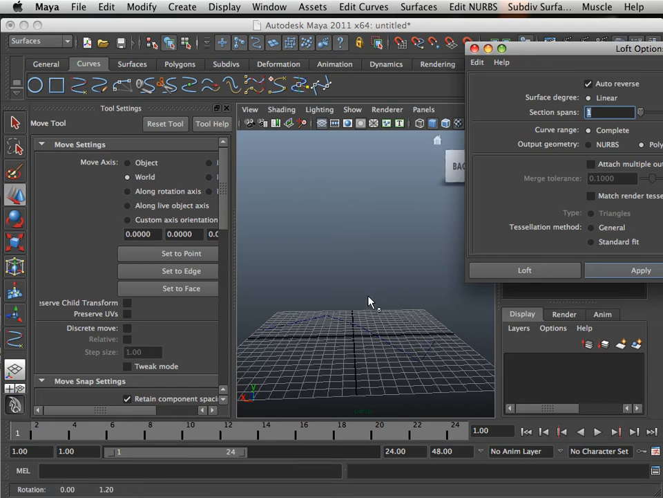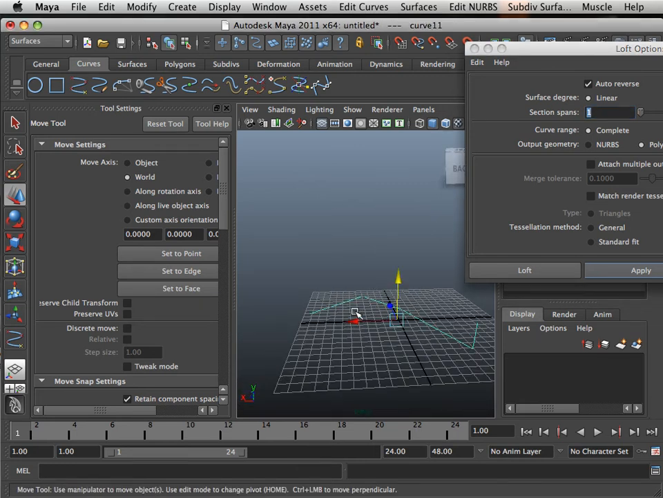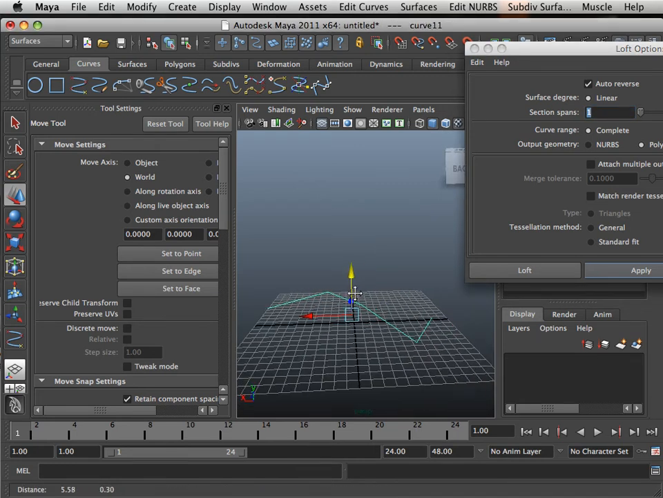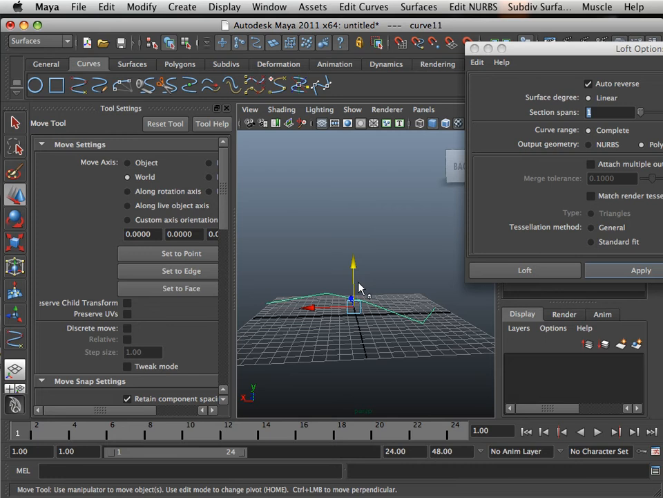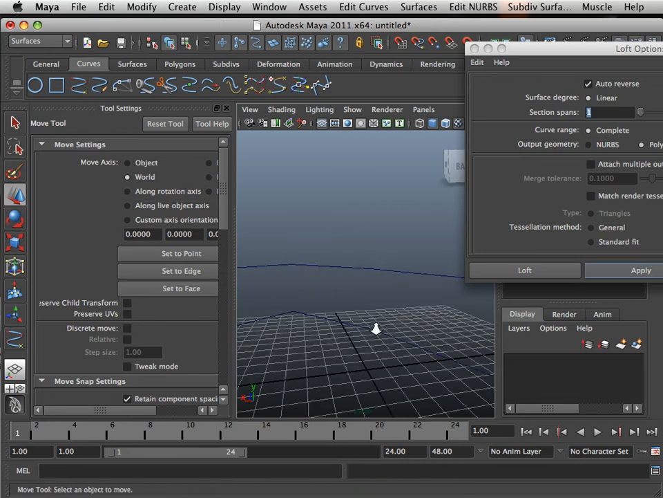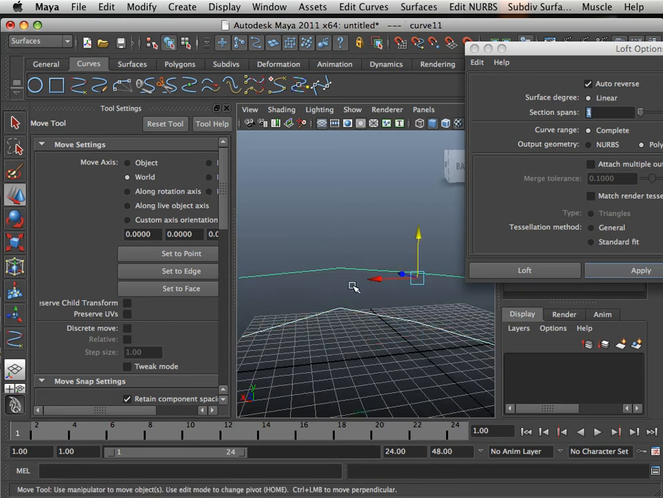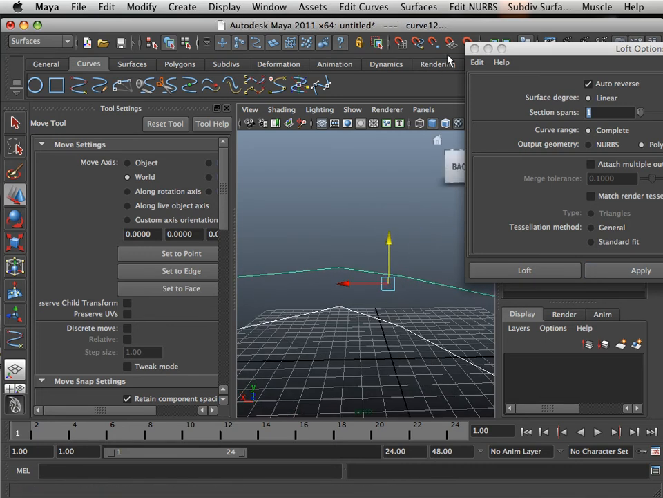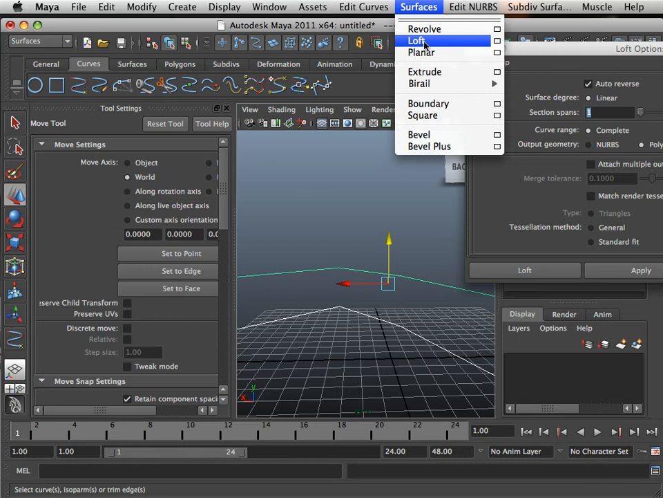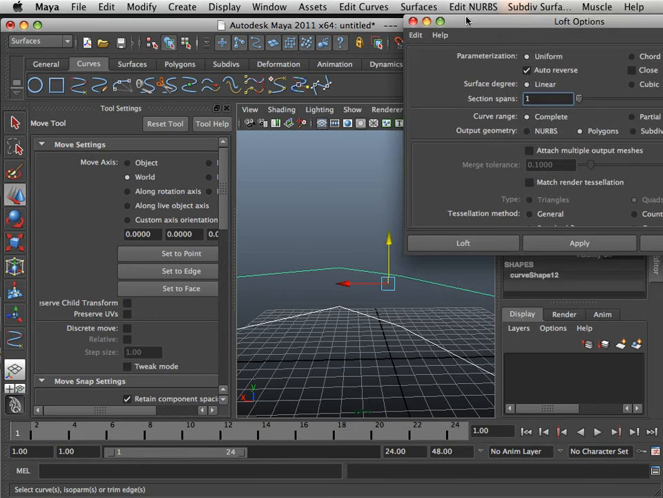Lofting. Lofting happens when you need to make a mesh across two curves. So if you take a curve and duplicate it up, we could take these curves and add them together to make a loft. So here's loft. And if I go to the square box, I can explain some of these options to you.